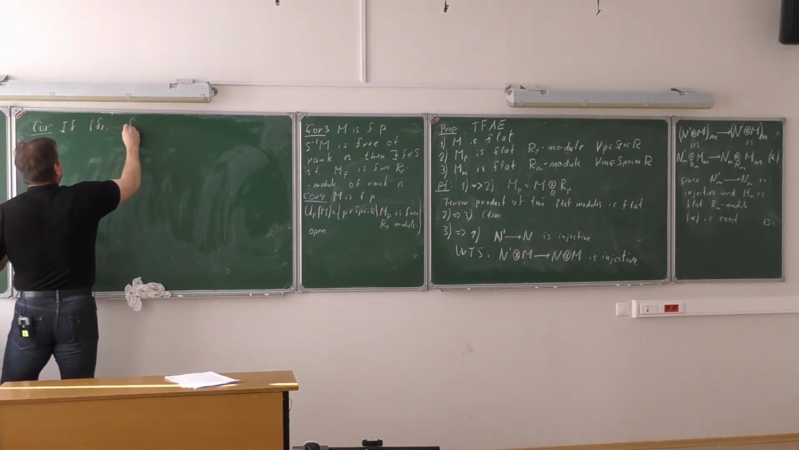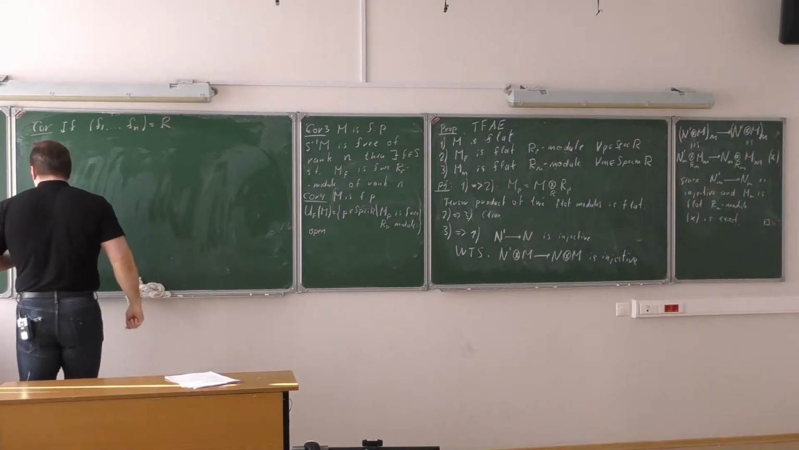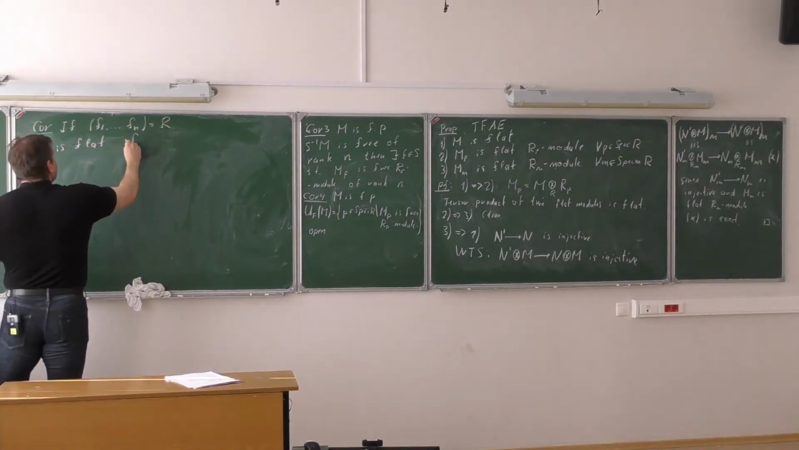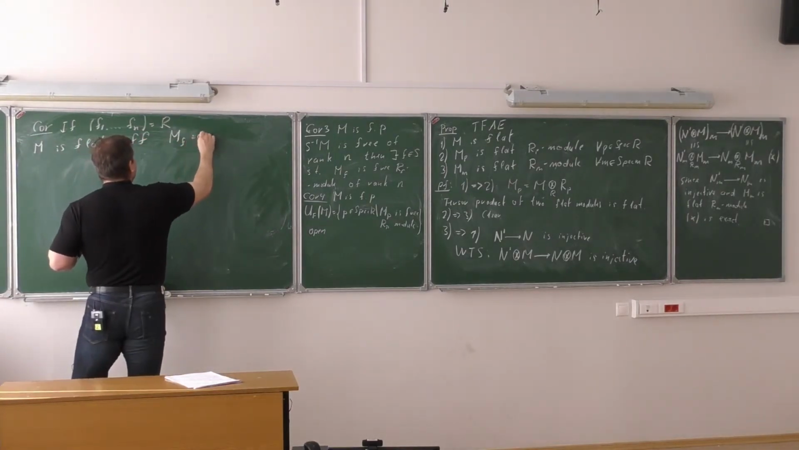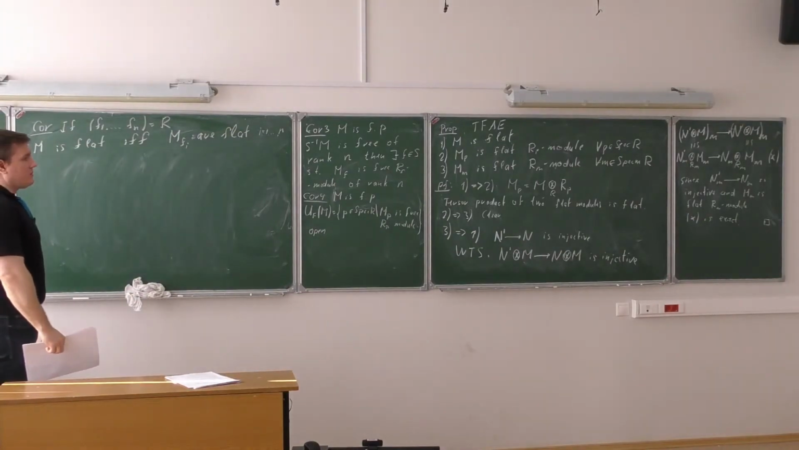A standard corollary is the following: the module M is flat if and only if all its localizations at maximal ideals are flat. And we already know this from a combination of the proofs that we've done before. Exercise 5: the proofs that we need to combine to get this result.